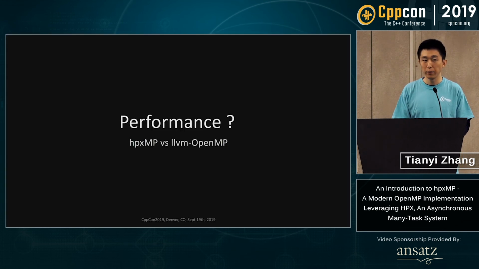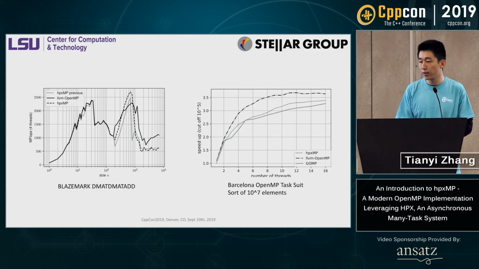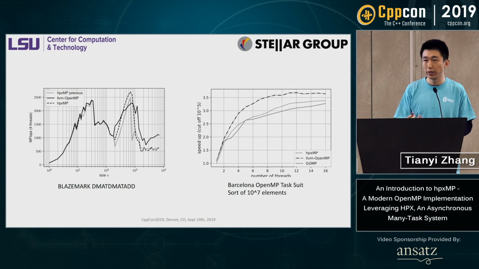And because OpenMP is about parallel computing, performance is pretty important. We tested it using Blazemark and some Barcelona OpenMP Task Suite benchmarks. We discovered that for small grain sizes, we really have some work to do to improve the performance. But for larger grain sizes, we are pretty good, and we are actually faster than the GCC implementation, but still slower than the Clang implementation.